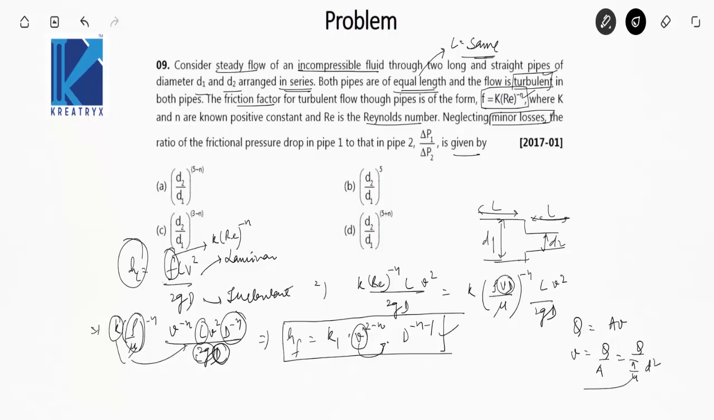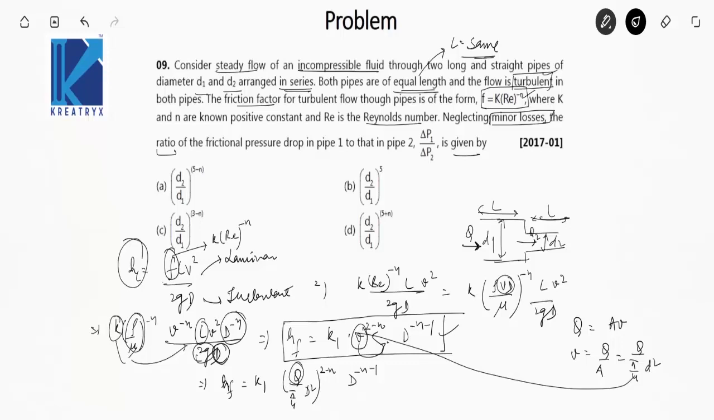Let's substitute this here. That implies hf will be K1 times Q by pi by 4 D square, whole raised to power 2 minus n, times D raised to power minus n minus 1. Can I say that Q is also constant? Constant means that it is the same for both pipes because they are in series. Whatever the flow rate passing through the first pipe, the same flow rate will be passing through the second pipe. When I take the ratio, this will cancel out. That is why I am taking it as a constant.